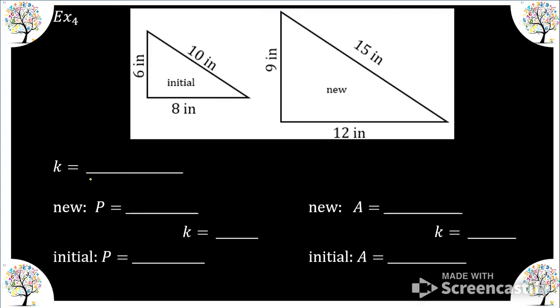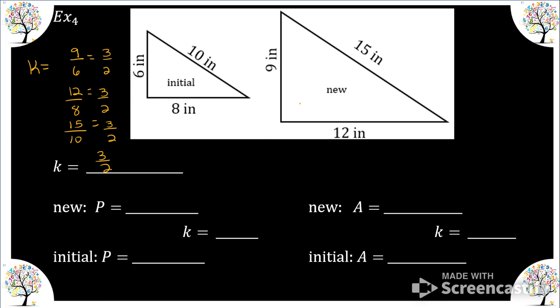Okay, let's take a look at one more with triangles. Again, we are going to compare new to initial. So we can say 9 compared to 6, or 12 compared to 8, or 15 compared to 10. When we simplify these, we will see that we get 3/2, 3/2, and 3/2. So that proves that these are proportional. So our scale factor is 3/2, or 1.5.